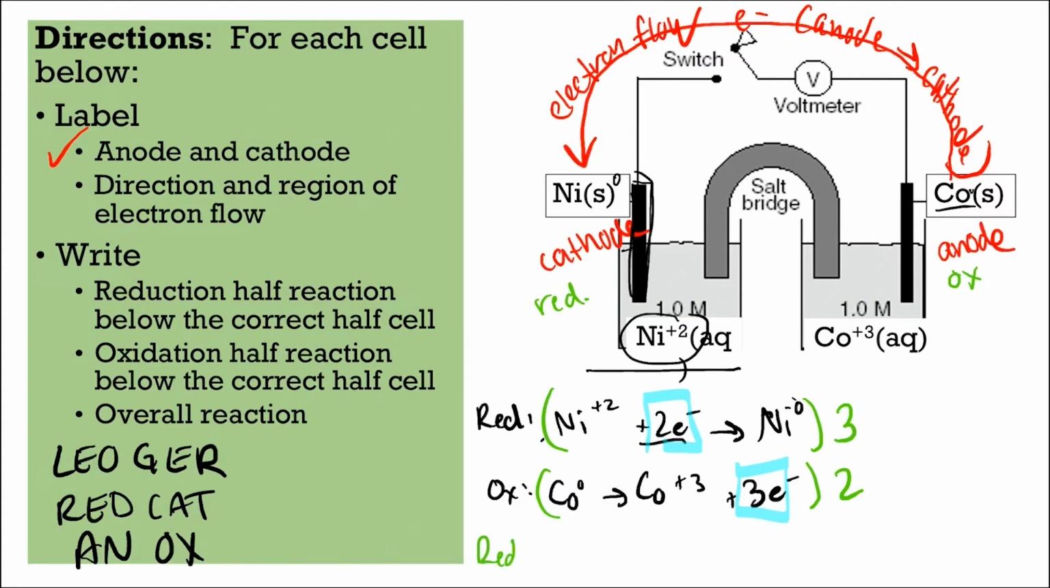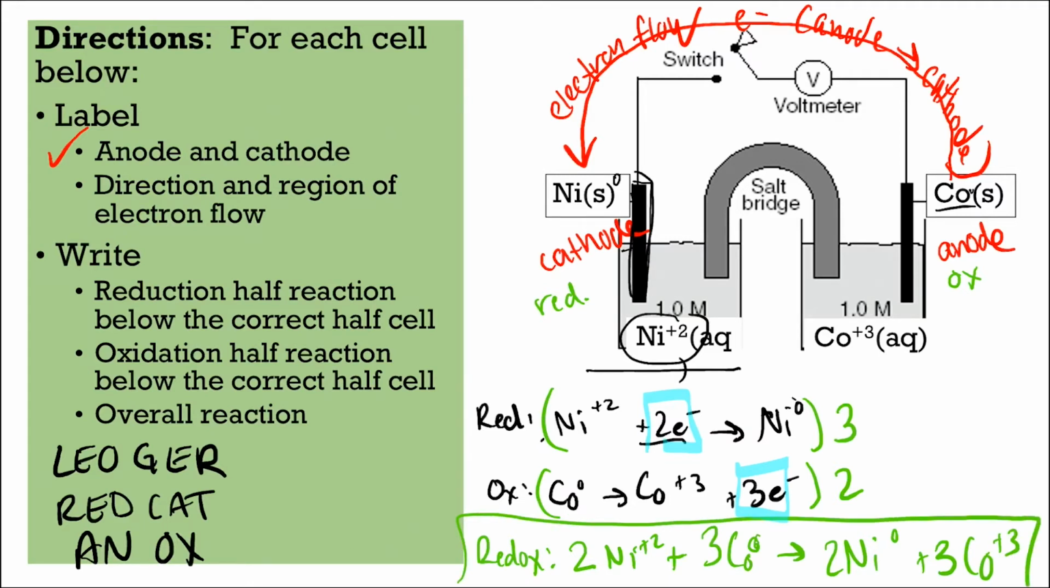So your combined redox reaction will look like 2 Ni plus 2 plus 3 cobalt 0 gives you 2 nickel 0 plus 3 cobalt plus 3. So with this, you have 2 nickels on both sides, 3 cobalts on both sides. That's balanced. You have a total of a positive 4 charge on the left and a positive 4 charge. Wait, this is a 3. This is a 2.